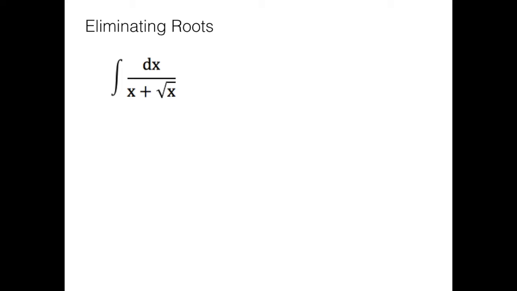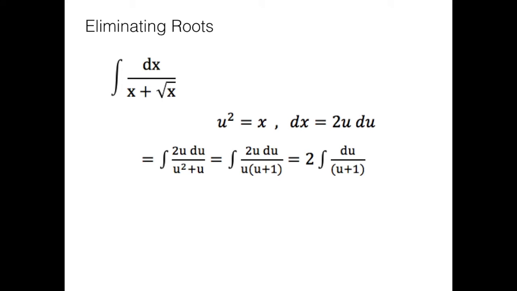So let's look at the integration of dx over x plus the square root of x. The best initial approach to this problem is u substitution. You can set x to be u squared, or conversely, you could set u to be the square root of x. Either way, it makes no difference because dx becomes 2u du after you differentiate both sides. So substituting this into the integrand, we get the integration of 2u du over u squared plus u. And pulling u out of the denominator, we get the integration of 2u du over u times quantity u plus 1.